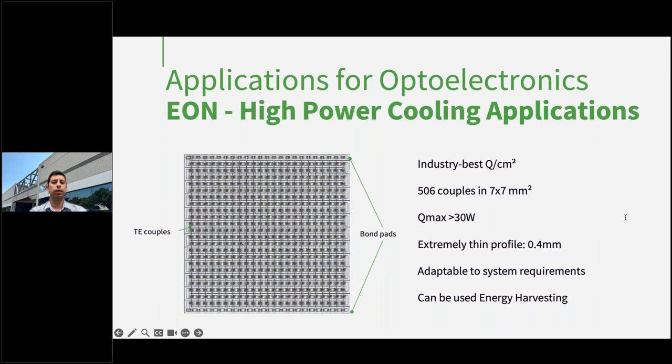For example, industrial lasers need to cool in the tens to hundreds of watts to maintain thermal stability and high cooling power. This is a great spot cooling complement to advanced cooling systems that are currently used to reject the heat, like liquid cooling, for example. EON would also be a great use for energy harvesting using the Seebeck effect, but that's a subject for a different talk.